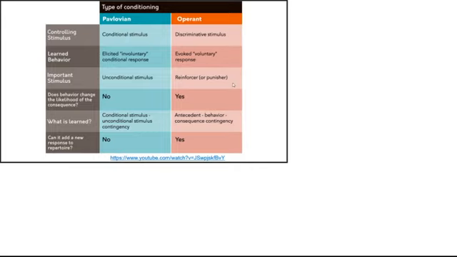And then our last question is, can it add a new response to our repertoire? For classical conditioning, we started with a dog that was salivating to food. That was something that they did naturally. And we're just getting them to salivate again in a new scenario, to a bell now instead of just food. So we're not introducing a new behavior or a new response. It's the same thing, just in a different place.